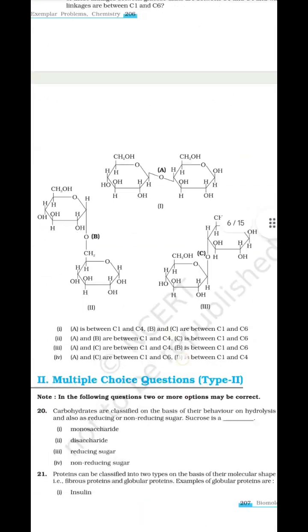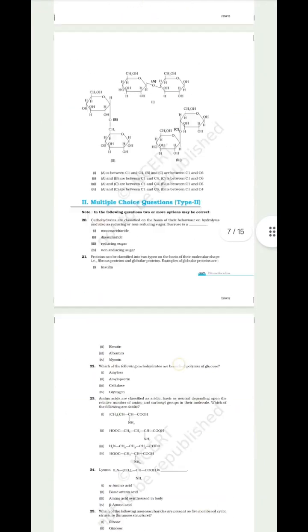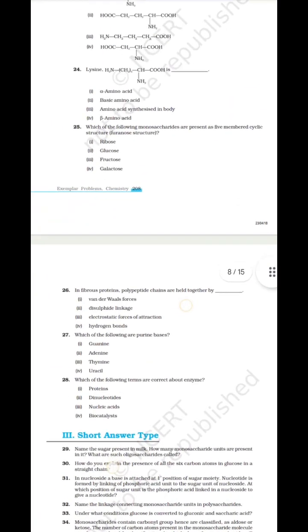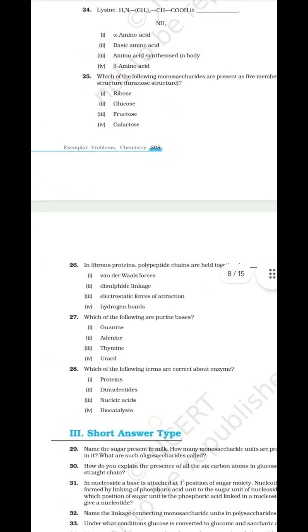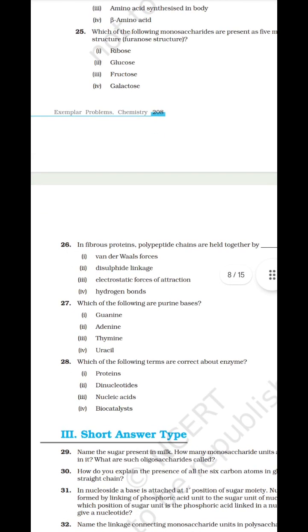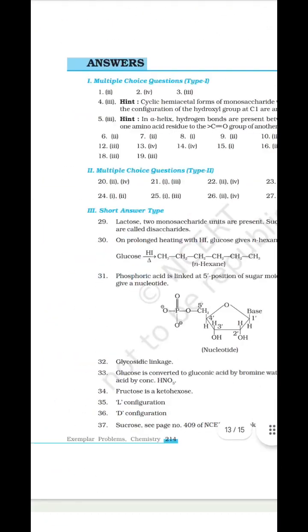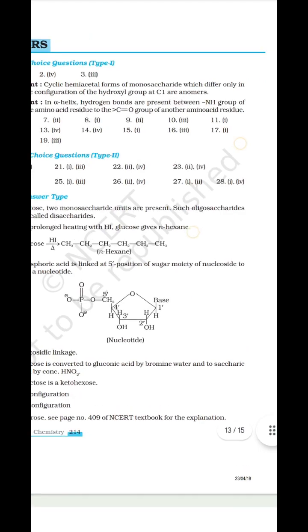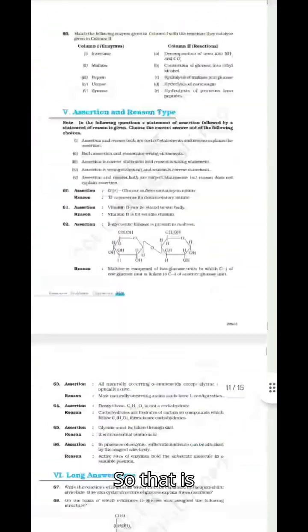And then finally, which one of the following is a purine base? As I explained, there are two purines present. One is adenine and the second one is guanine. Here they gave both the options, adenine and guanine. So the correct option is 1 and 2. We will observe the answer for 27. So 27, 1 and 2, that is correct.